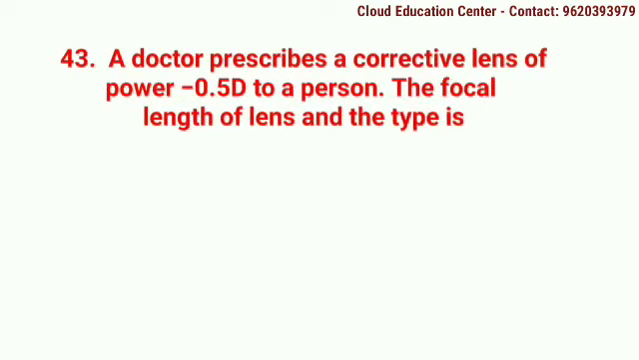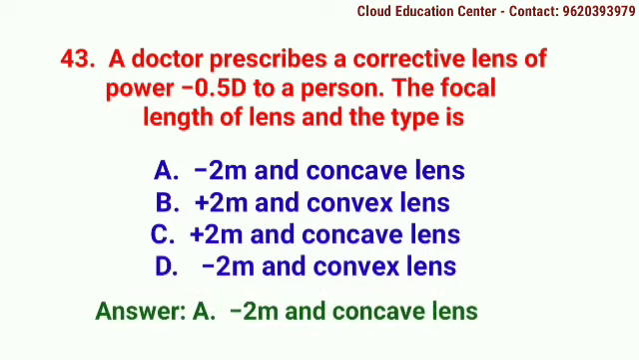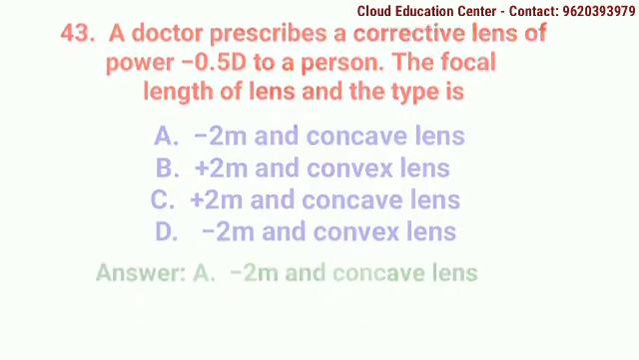The next question is, a doctor prescribes a corrective lens of power minus 0.5D to a person. The focal length of lens and the type is. There are 4 options. In that, the correct answer is answer A, minus 2 meter and concave lens.